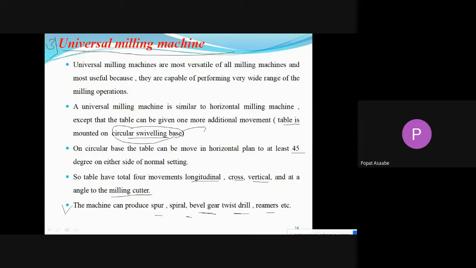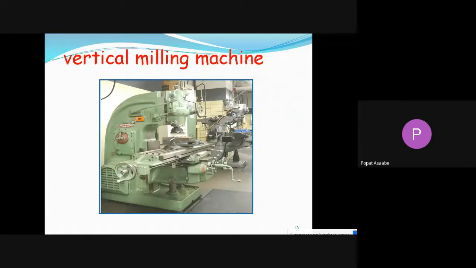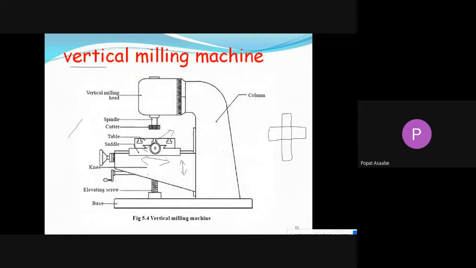Understood the universal milling machine? What is the difference between the universal milling machine and the horizontal milling machine? You have to remember the difference. In the horizontal milling machine we have only three table movements, longitudinal, crosswise, and vertical, for feeding purposes. We can move the table longitudinally, vertically with the help of the knee, and crosswise. Those three motions are possible in the vertical and horizontal milling machines.